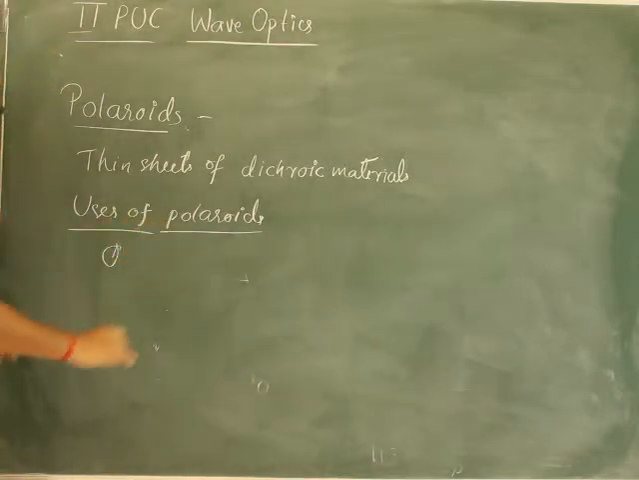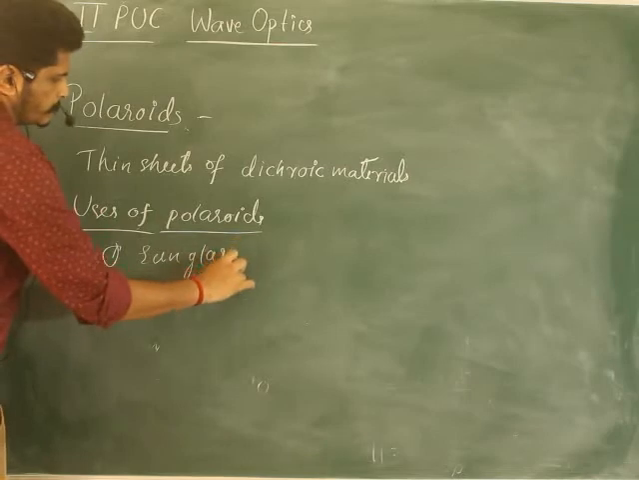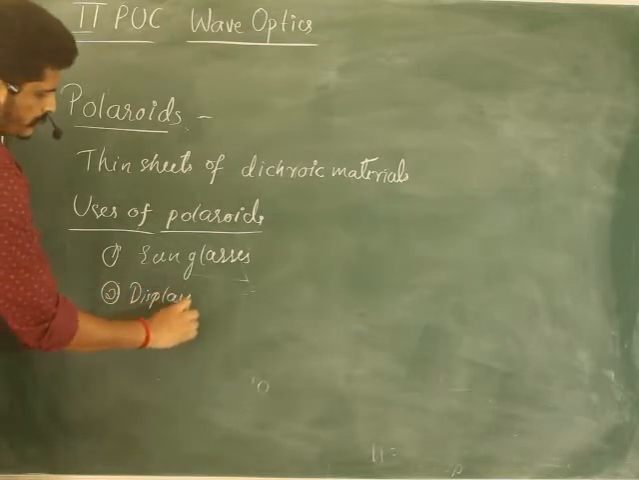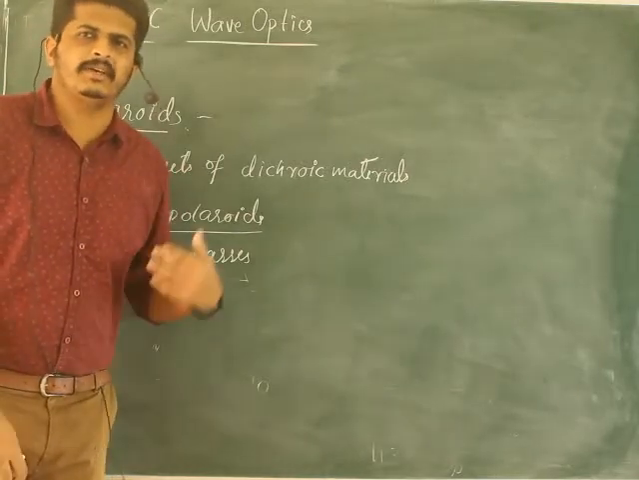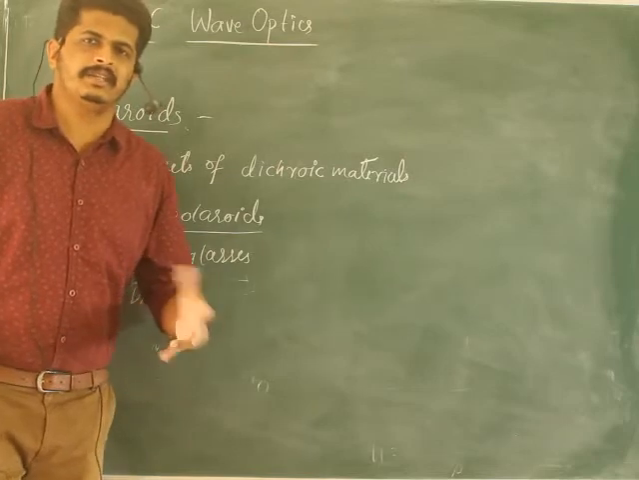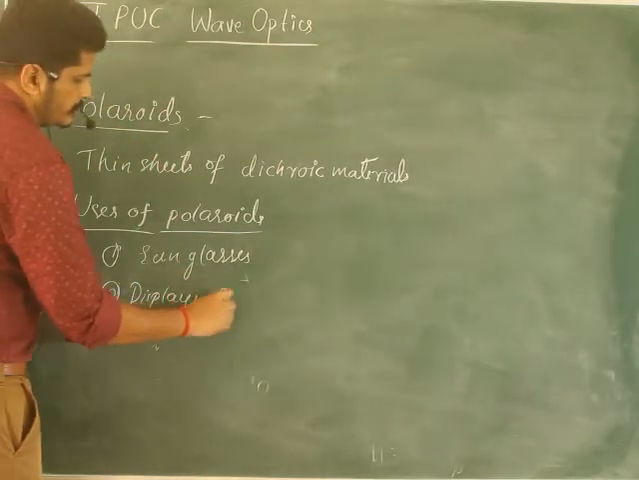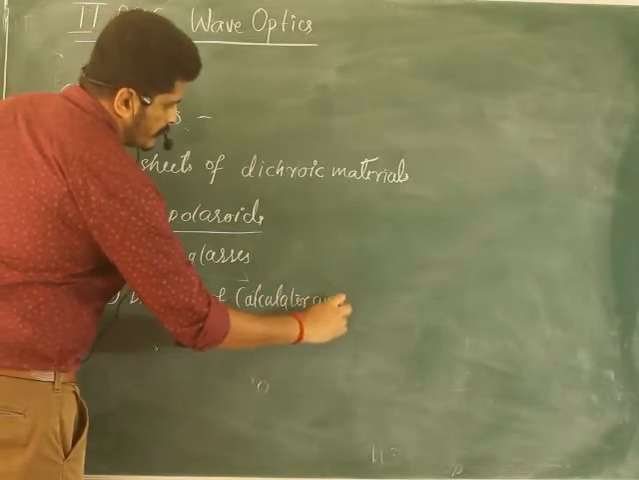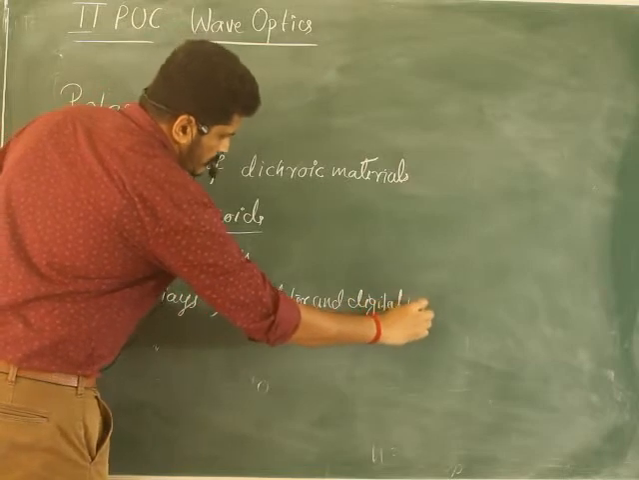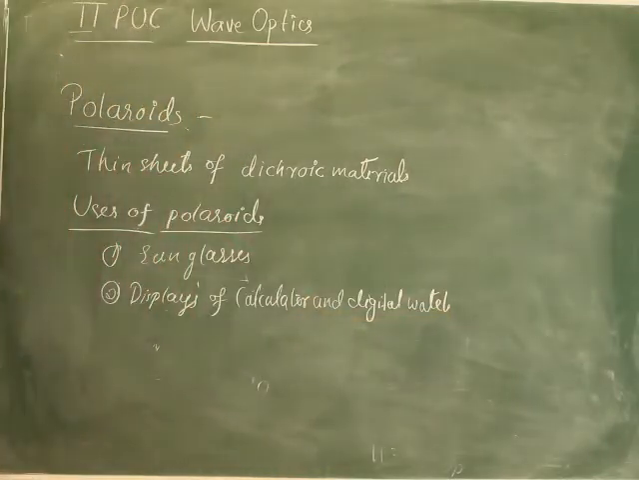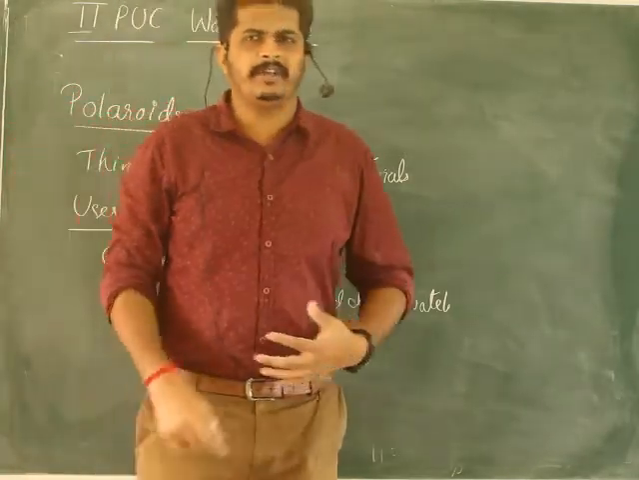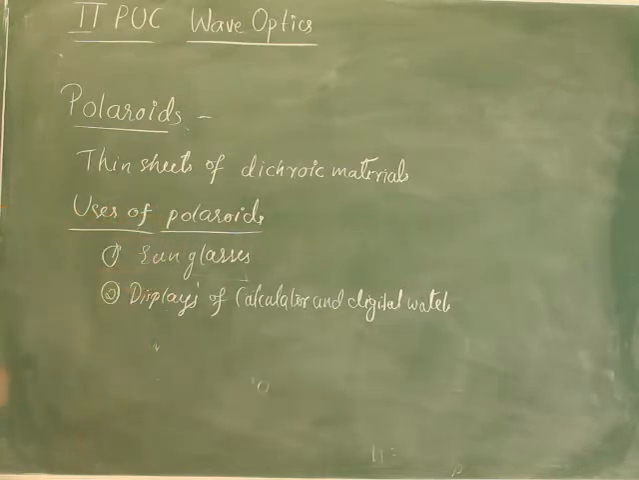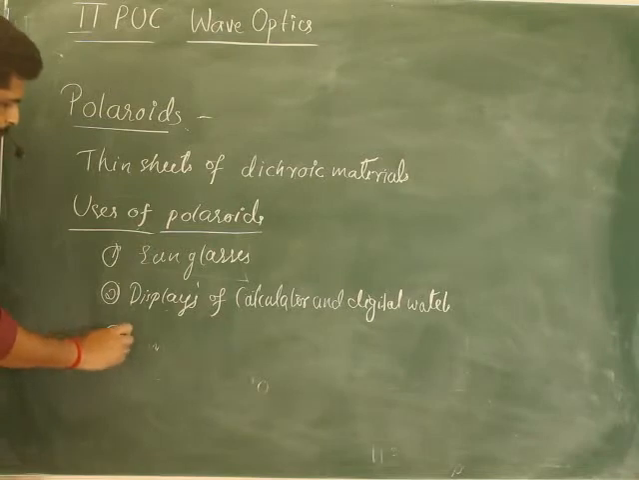First application: sunglasses. Second one: displays. We can see LCD displays, but nowadays LCD displays are much fewer because everything is replaced by LED. But still the displays of calculators and digital watches are in use, because TVs, computer monitors, everything nowadays uses LED, light emitting diode. So LCD is being replaced. So two uses.